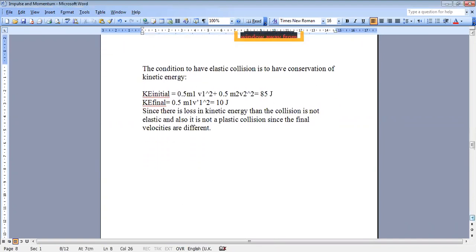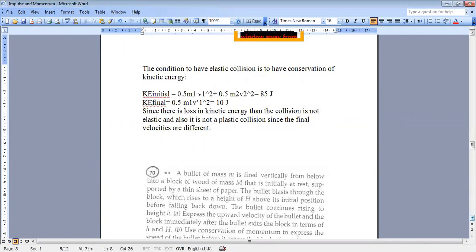Since there is loss in kinetic energy, then the collision is not elastic. And also, it is not plastic since the final velocities are different.